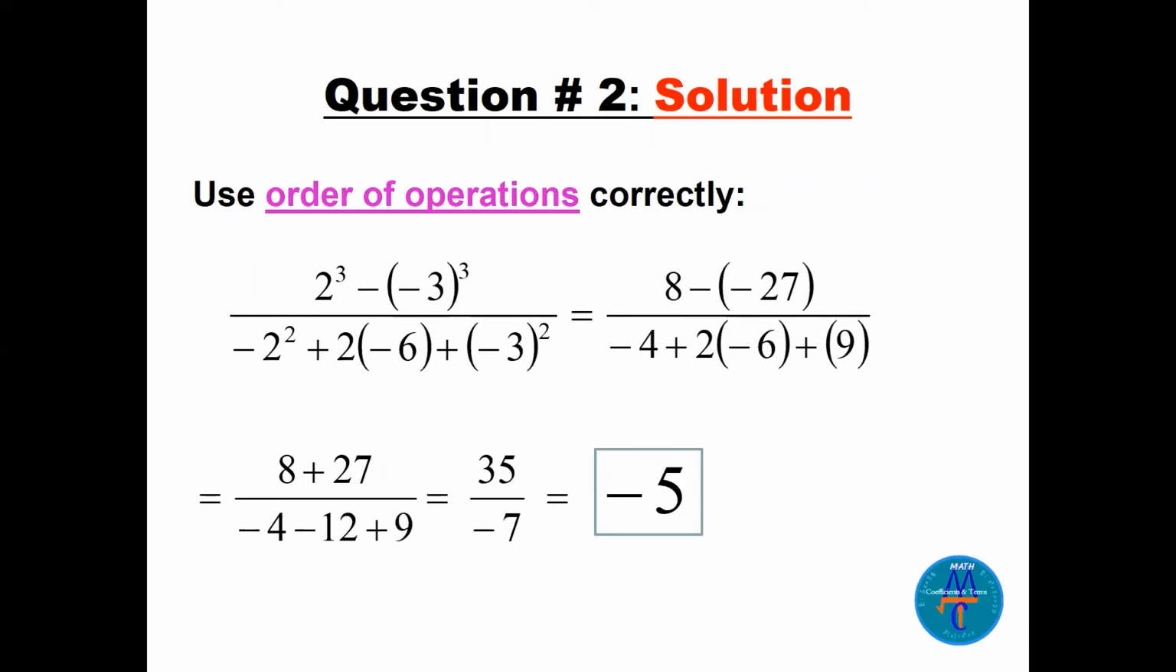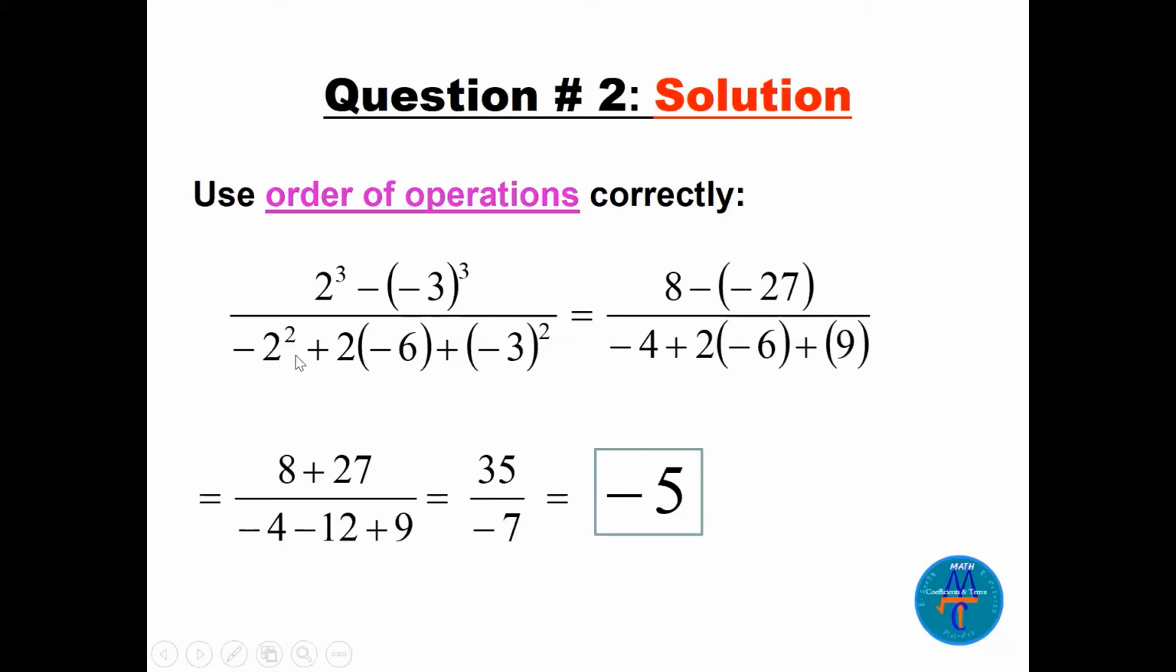Let's see. I hope. 2 cubed is 8, minus 3 cubed. You see the powers? Minus 3 cubed. So minus 3, minus 3, minus 3, it will be minus 27. Negative. And there is a minus in the middle, so we leave it. Minus times minus 27. In the numerator, we have plus 27, 35. Let's go to the denominator here.